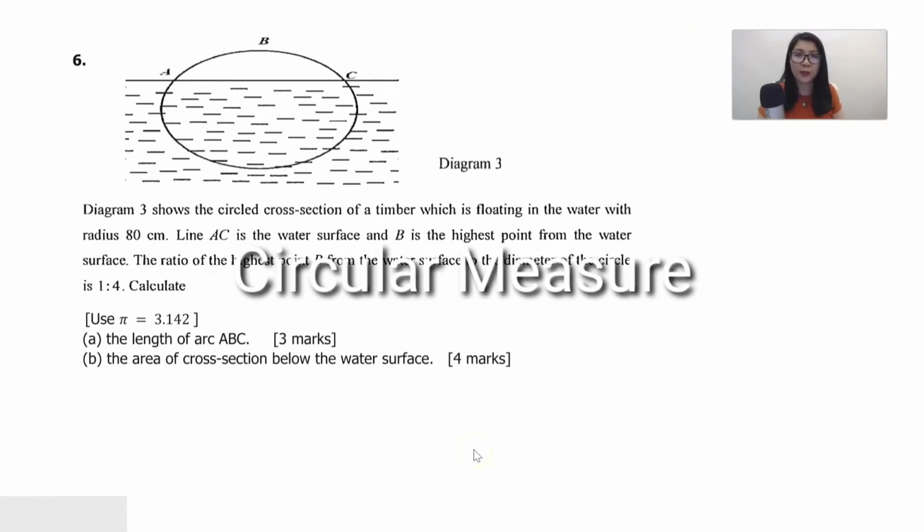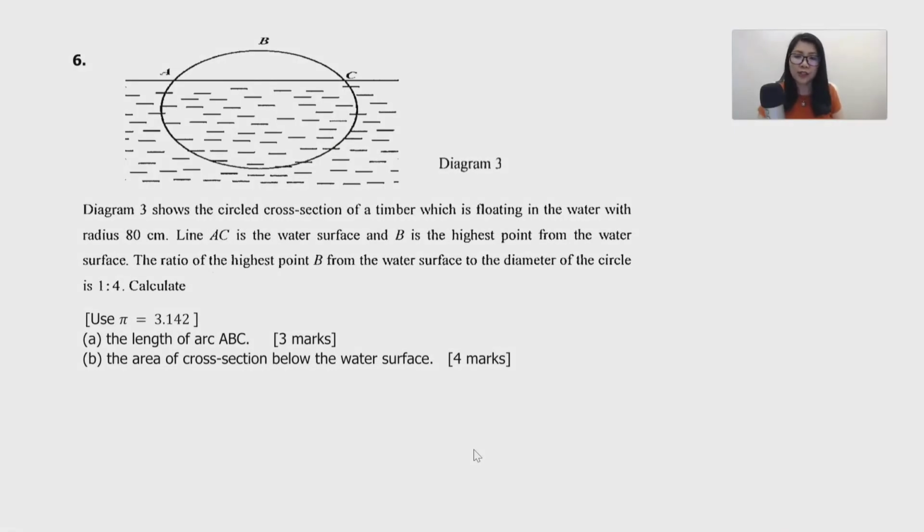Now let's look at question number 6. Diagram 3 shows the circle cross-section of a timber, kayu balak, which is floating in the water with a radius of 80 cm. Line AC is the water surface and B is the highest point from the water surface. Let's say this is H.